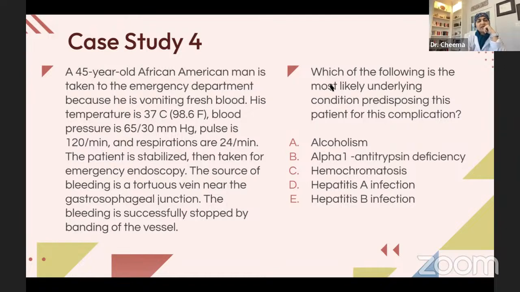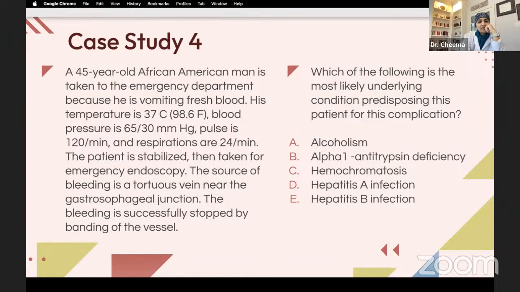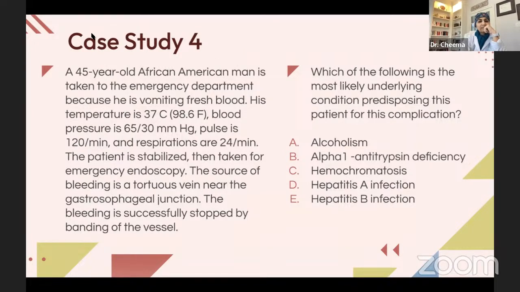So you can see the patient has hypotension, low blood pressure, the patient has tachycardia, heart rate is 120, and the patient came to the emergency department with these symptoms of vomiting fresh blood. Could it be alcoholism? Okay, good. Yes, very good. So this patient has bleeding esophageal varices. So what is that? Basically, these are the dilated blood vessels that usually develop when a patient has cirrhosis.